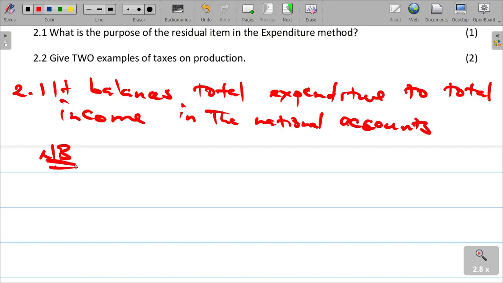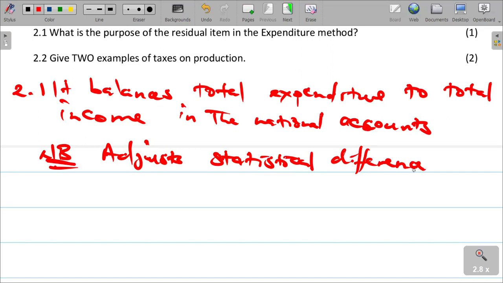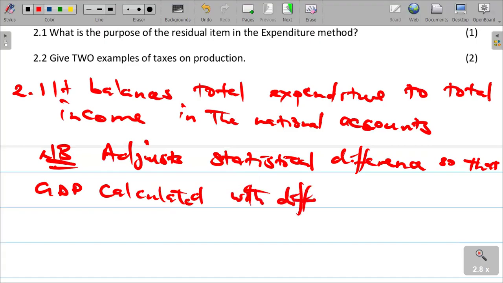NB, I'm just making it clear that it adjusts statistical differences, so that GDP, when calculated with different methods, actually balances correctly.